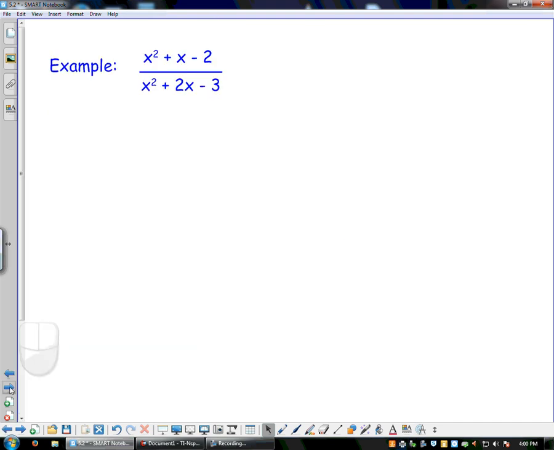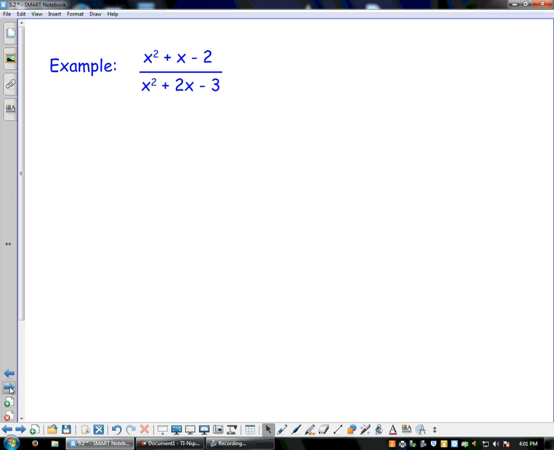Okay, so for our next example, we have the rational function x squared plus x minus 2 divided by x squared plus 2x minus 3. Now, like we did on the previous page, we first have to figure out what are the factors or what goes into each of those expressions. Okay, so the best thing to do is to factor here.